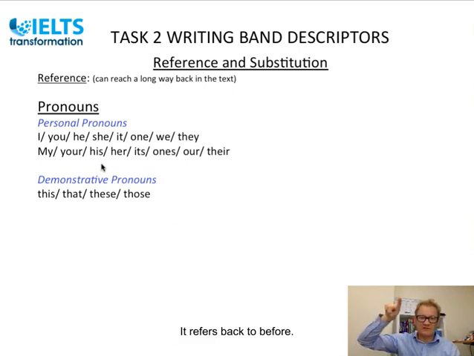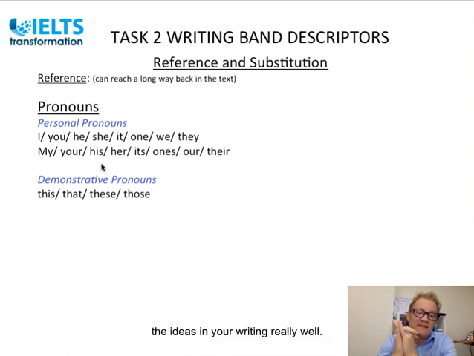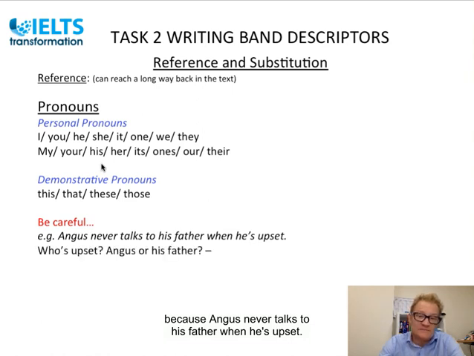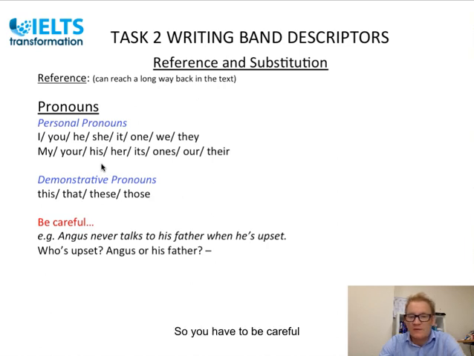It refers back to before. So this helps to connect the ideas in your writing really well. So learn to use those. Some of you use them naturally because it's the same in your language. Others of you do not. Be very careful, because Angus never talks to his father when he's upset. Who is upset, Angus or his father? So we have to be careful that we are referring back to the right thing.